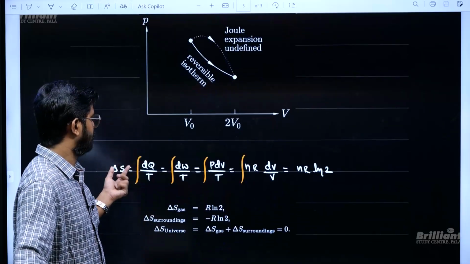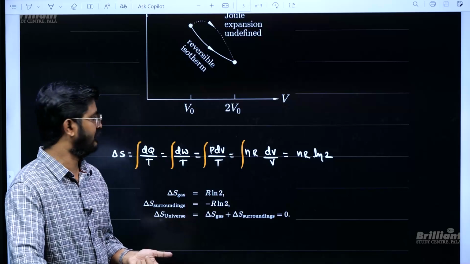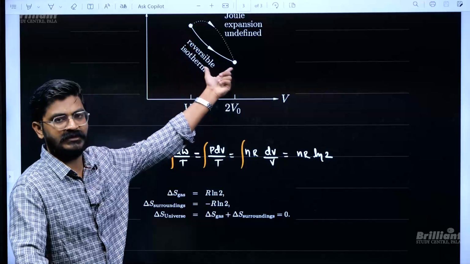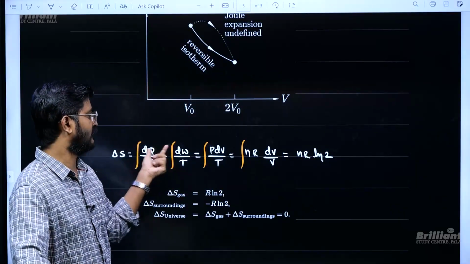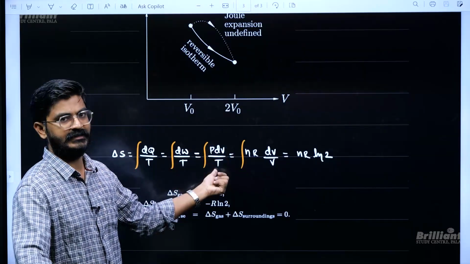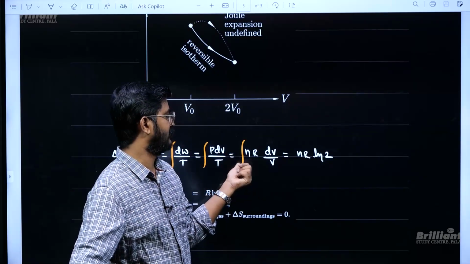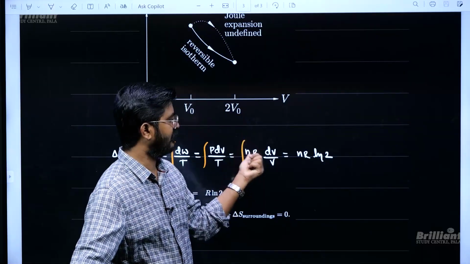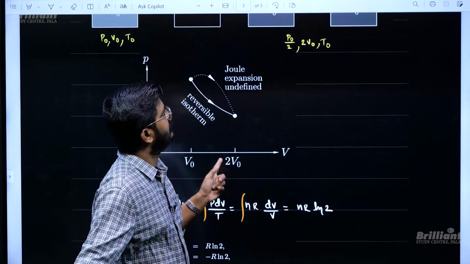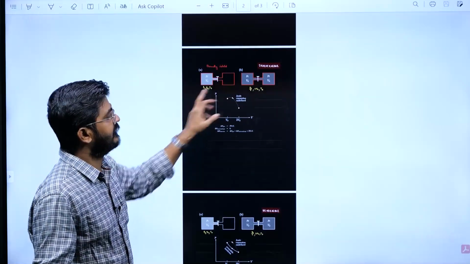Now in this situation, I use change in entropy as the integral of dq by T. Now dq is du plus dw. du will be 0 because change in internal energy is always 0 in an isothermal reversible process. So dq turns out to be only dw. dw is p dV. By using PV = nRT, I get p by T is nR by V. n and R are constant. So when I integrate from initial volume to final volume, V0 to 2V0, I get nR log 2 as the answer. This is the change in entropy of the gas in the reversible process, which will be the same as the change in entropy of the gas in the irreversible process.